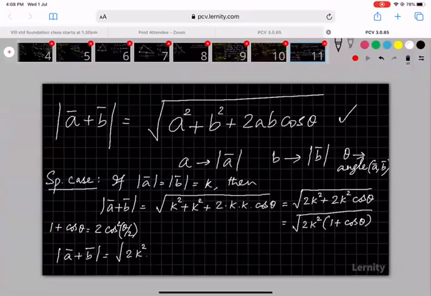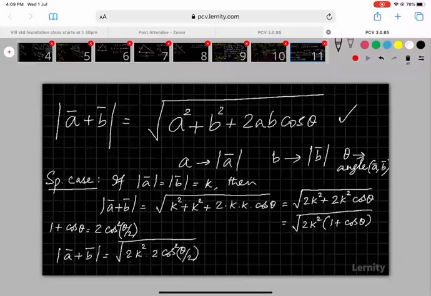1 plus cos theta equal to 2 cos square of theta by 2. So this 1 plus cos theta can be written as 2 into cos square of theta by 2. Okay. So 2 into 2 is 4. Square root of 4 is 2 again. Square root of k square is k again. Square root of cos square of theta by 2 is cos of theta by 2.